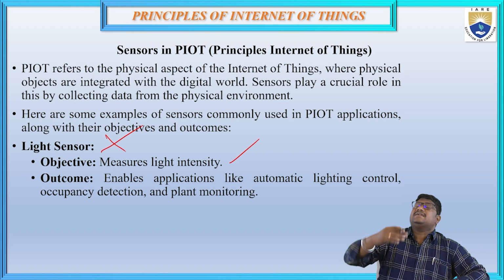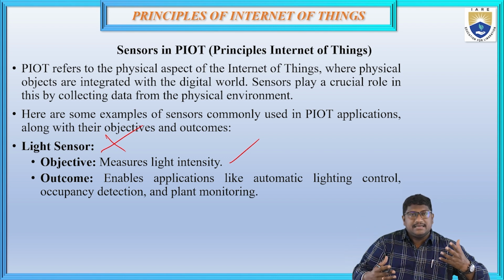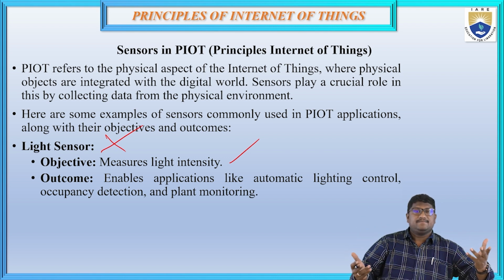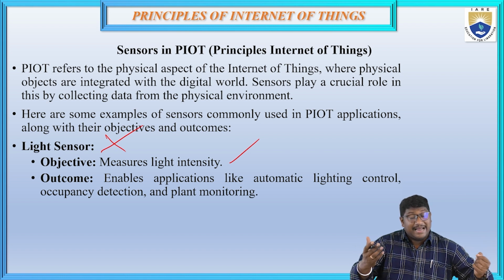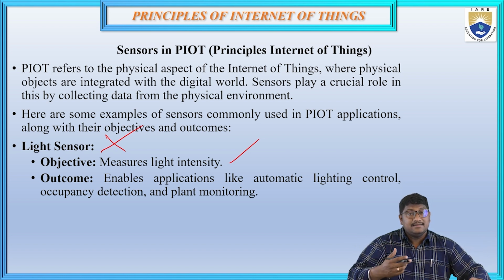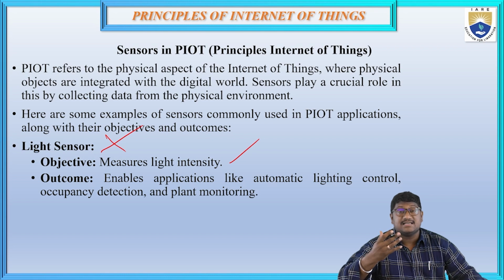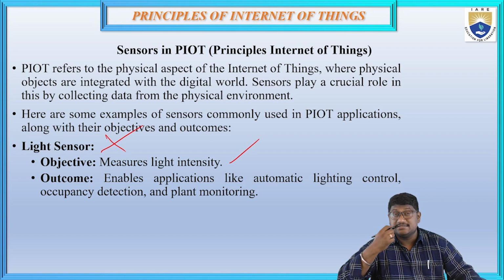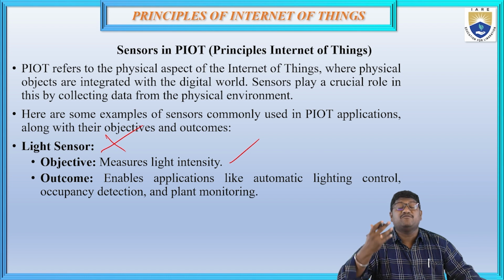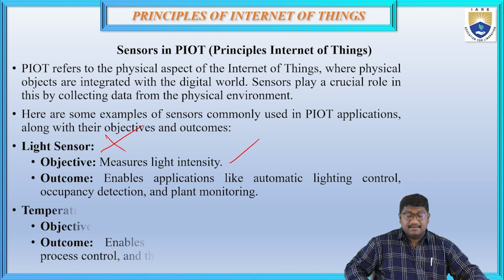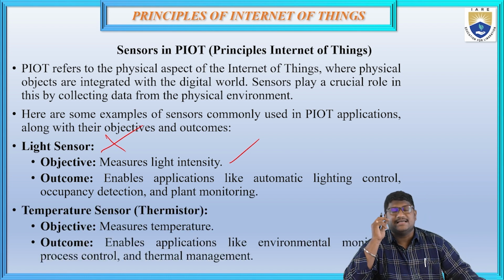Whenever we measure the light intensity, automatically we can create wonders. Automatic lighting control system, occupancy detection, plant monitoring, right? So see how many advantages there are. If you know about this light sensor, these are the outcomes we are going to get in a fruitful way. And we'll see the next one, temperature sensor.